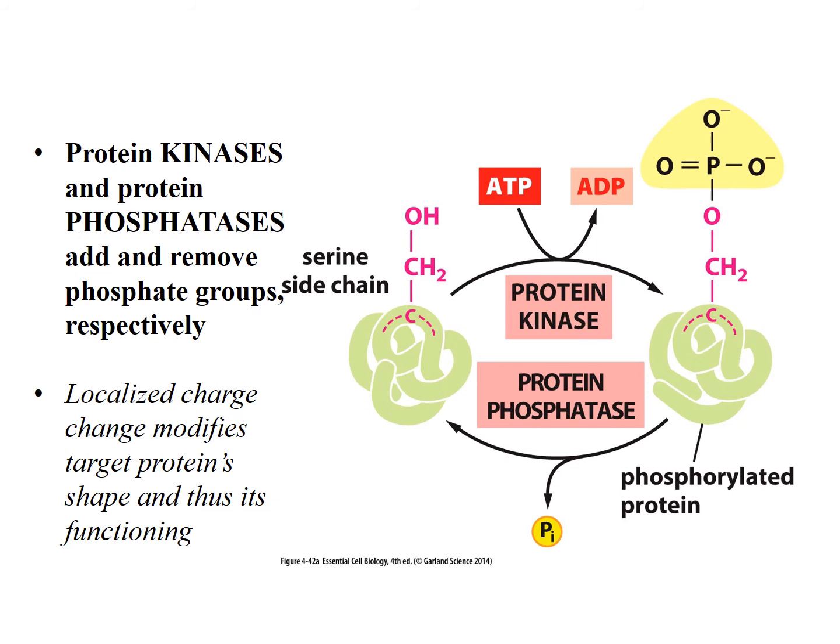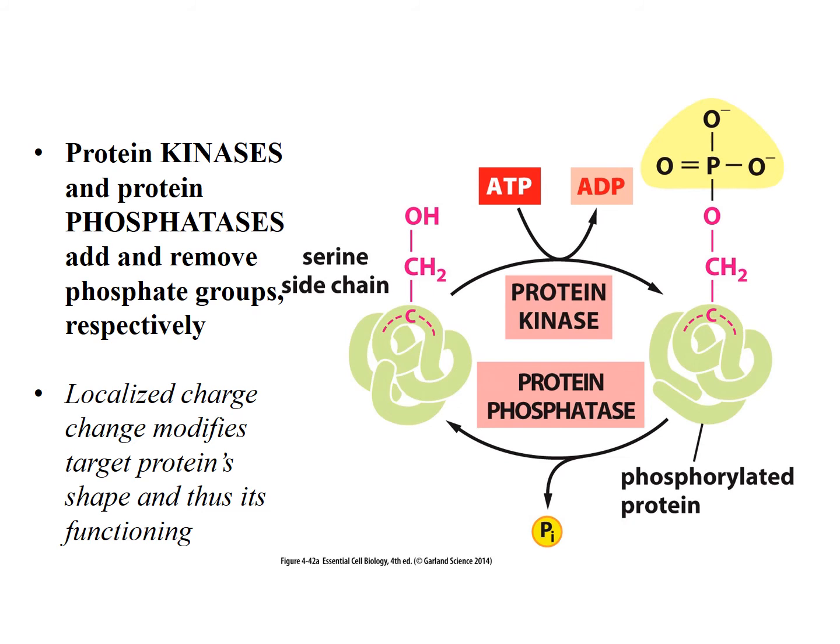They add and remove phosphate groups to and from their target enzymes. Protein kinases use the energy from ATP hydrolysis to add the phosphate group to the target. Phosphatases remove it. So they work in pairs, as you can see in the illustration. The localized charge change by the addition of the negative phosphate group will modify the target protein shape. This modification in shape affects its functioning.